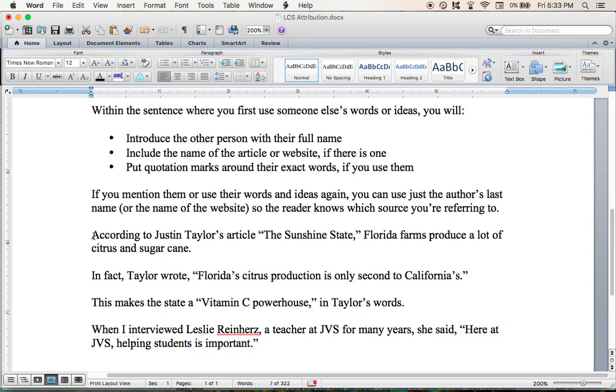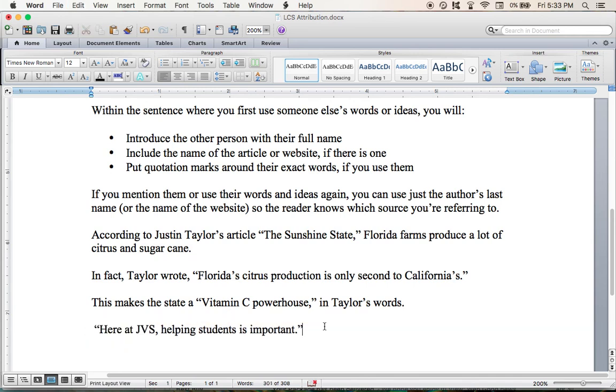You can say, according to this person or this article, and then you give what that says, or you can say, she said or she wrote, or you can put it at the end. You can say, "Here at JVS, helping students is important," according to Leslie Reinhers, a JVS teacher.